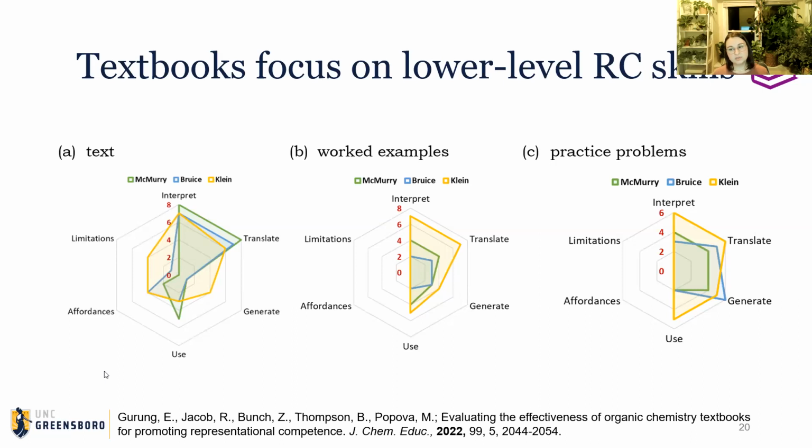I also want to throw in a caveat that even when these things appeared in text, oftentimes discussion of affordances and limitations of representations looked like a single sentence that can be very easily overlooked. And so overall, we can see that there is very limited support for students to develop these skills. Something else we can notice is that the client shape here is consistently larger than McMurry and Bruice, suggesting that the client textbook encourages students to practice developing these skills for a larger number of representations.